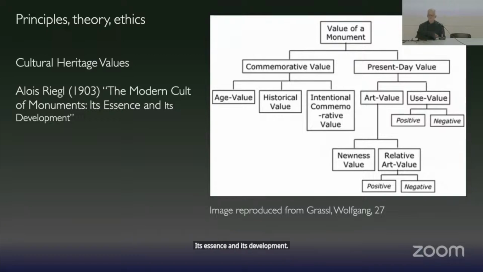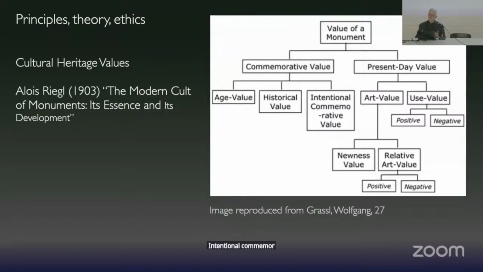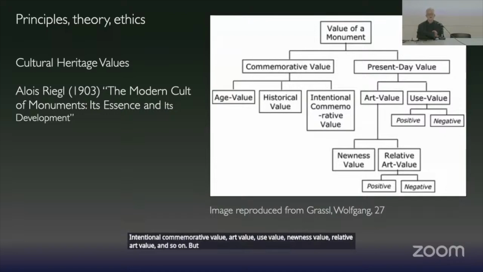And just very briefly, what he did was lay out a system of values associated with monuments, or we could say cultural heritage objects more generally. For instance, he discussed age value, historic value, intentional commemorative value, art value, use value, newness value, relative art value, and so on. But the idea here was for researchers to identify which values were associated with the conservation object and decide which values to honor in the hands-on intervention.